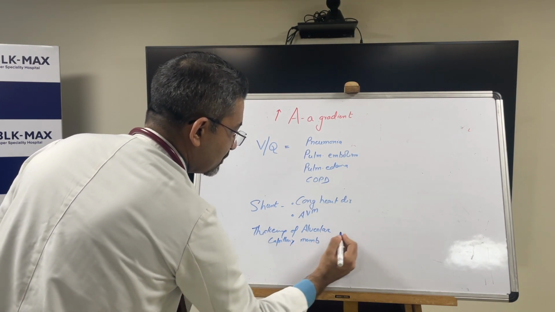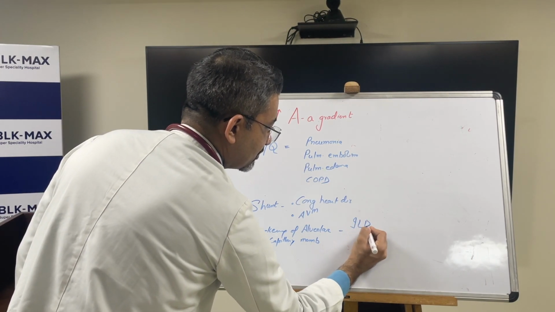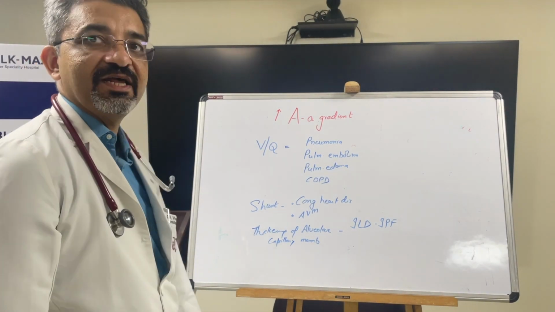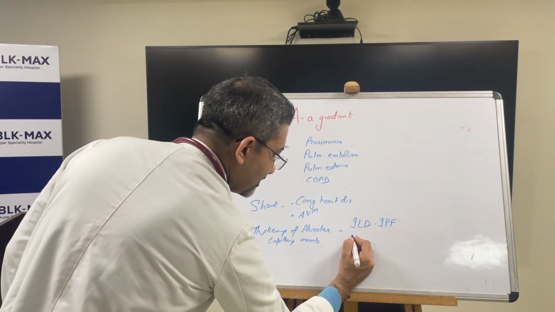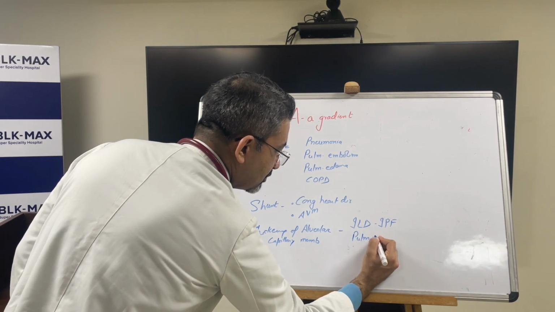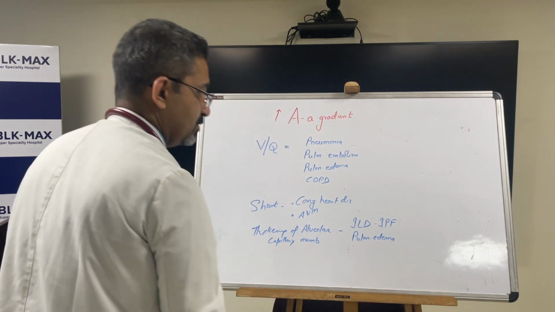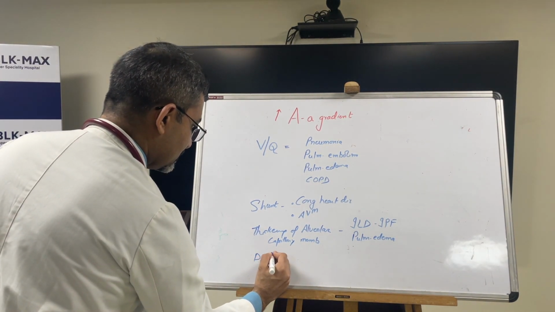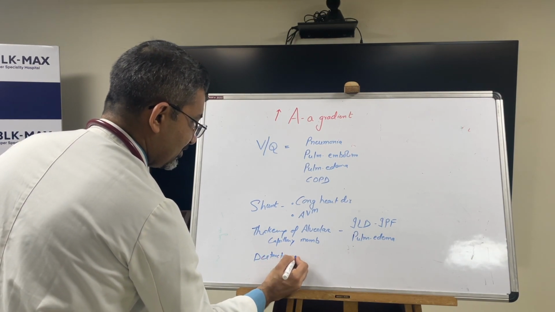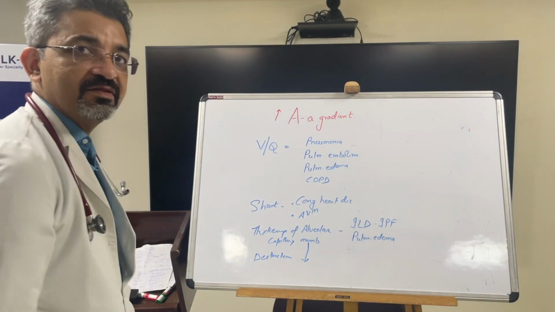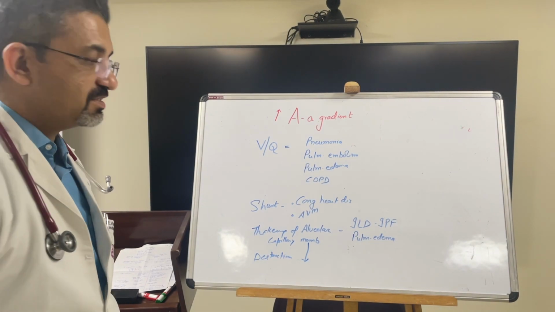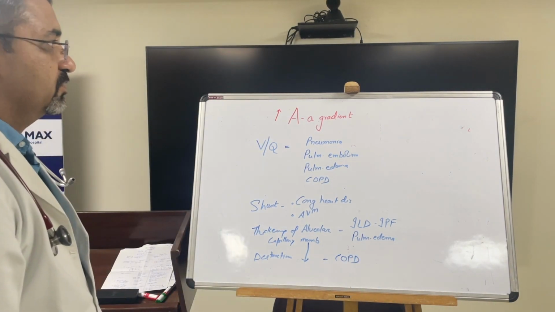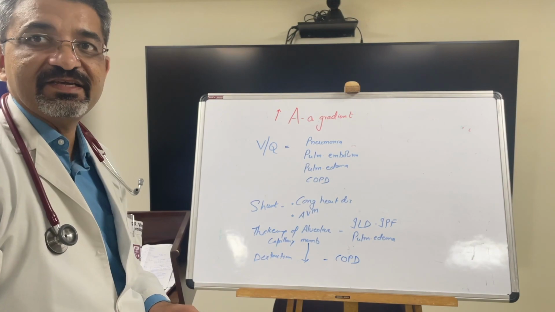For example, ILD, interstitial pulmonary fibrosis, where there is thickening of the alveolar basement membrane. Second would be pulmonary edema. Last but not the least, there is destruction of the alveolar capillary membrane, which occurs in COPD. So these are the important causes of widened AA gradient.